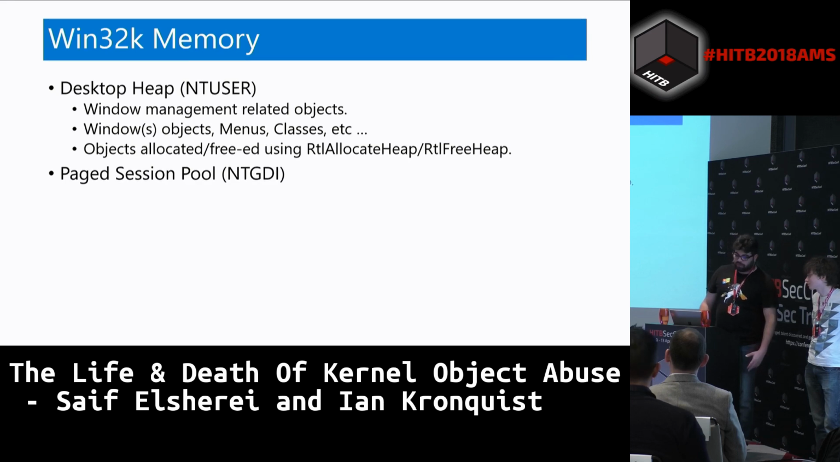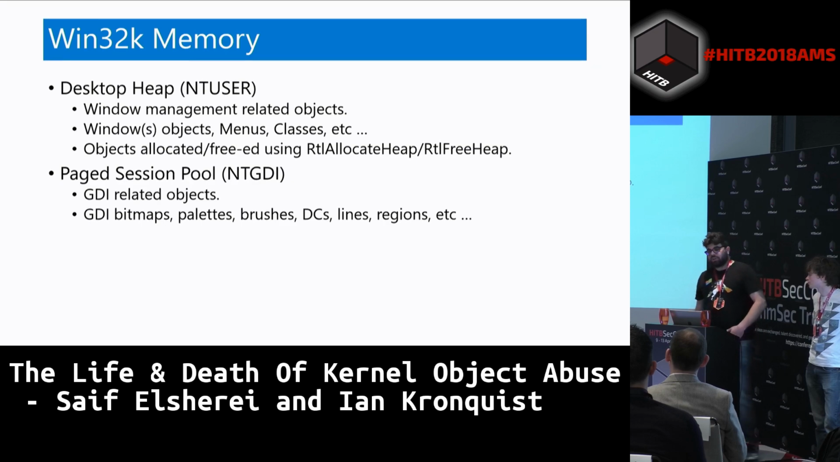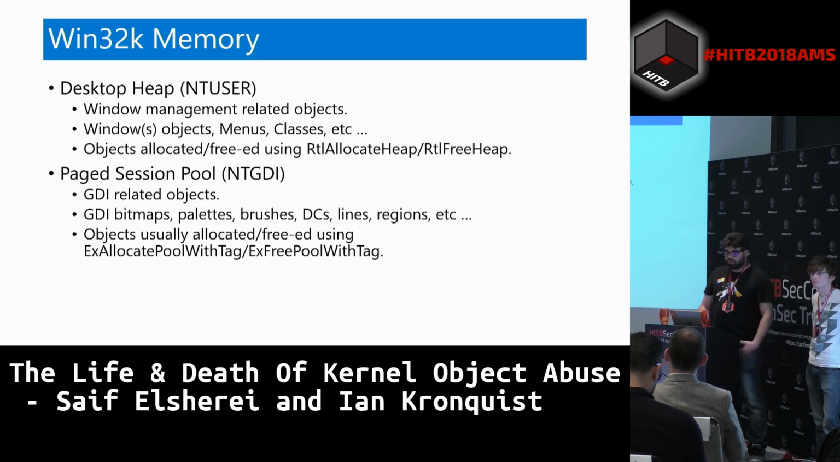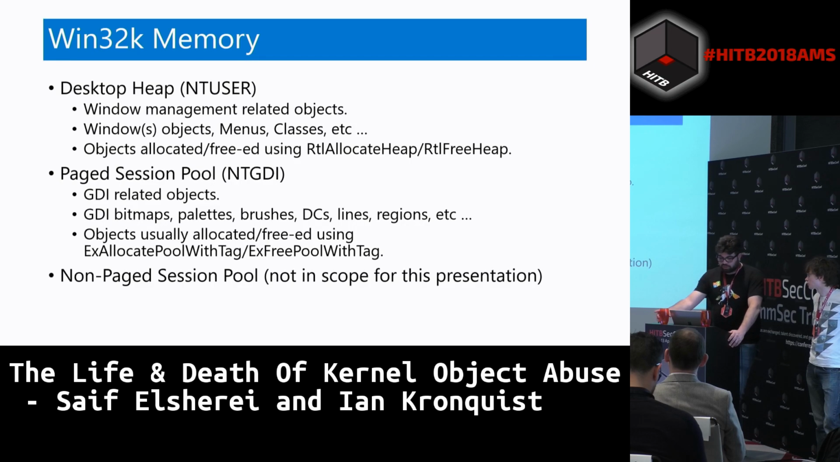The second memory type is the paged session pool, which normally contains Win32k-GDI objects and some Win32k-user objects, but we'll focus on GDI objects for this talk. So the GDI-related objects are like bitmaps, paths, palettes, brushes, DCs. Many objects that get allocated are used by the GDI subsystem in Windows. Objects are usually allocated and freed using XALLOCATE object with tag, XALLOCATE pool with tag, and XFREE pool with tag. Also, there is the run page session pool, which is not in scope for this presentation.